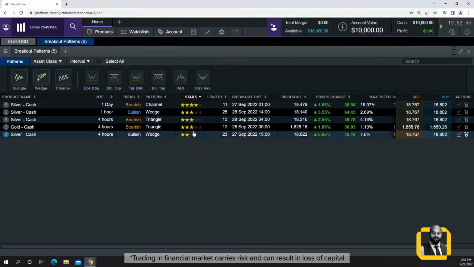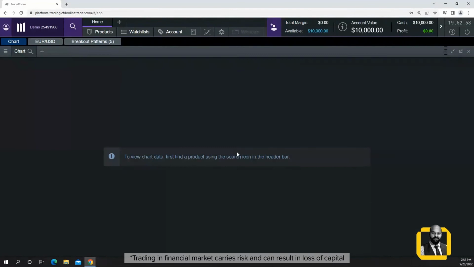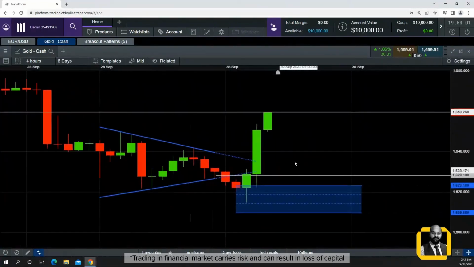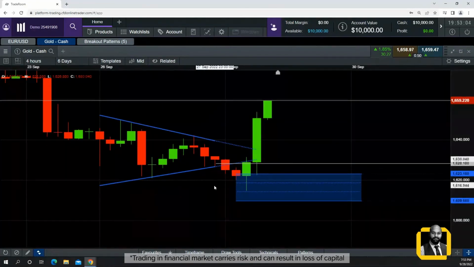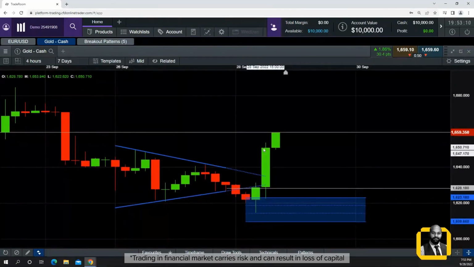Okay, gold and silver. Silver giving you a very strong signal. Let's look at gold as well, which is not bad. Three is still a very good signal in terms of strength. All right, so here is a good example of what could happen if there was no stop loss. Let's simulate this trade.